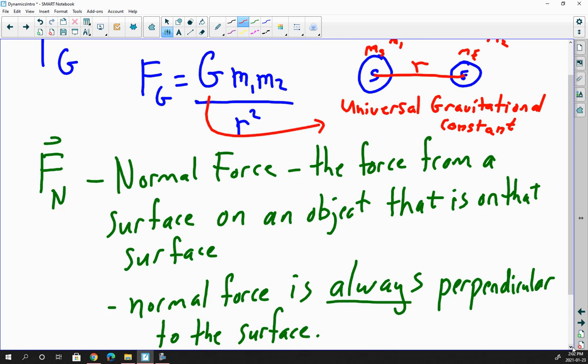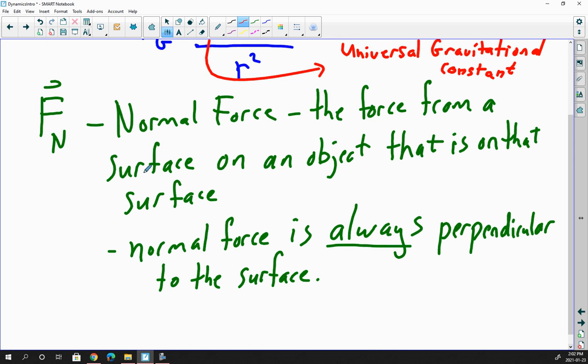Normal force, Fn. The normal force is the force from a surface on an object that is on that surface. The normal force is always perpendicular to the surface. So if you've got a surface like the ground and you're standing on it, the normal force from the ground is pushing up on you. It's supporting you. If it wasn't there, you'd fall through.